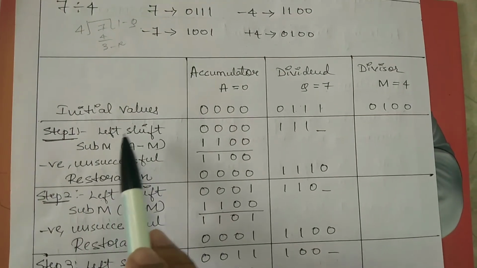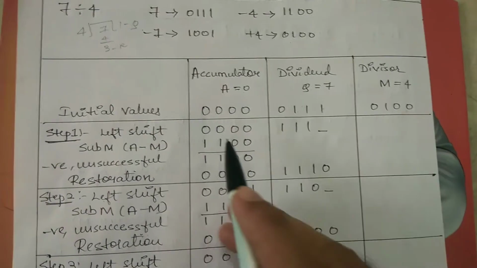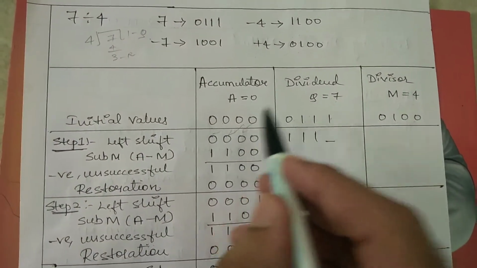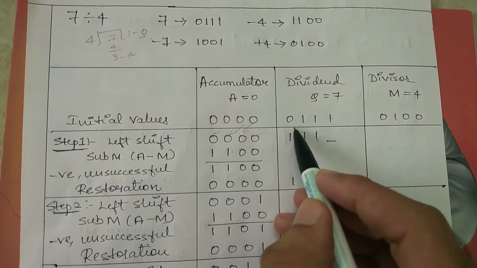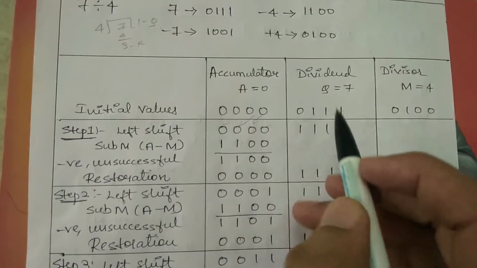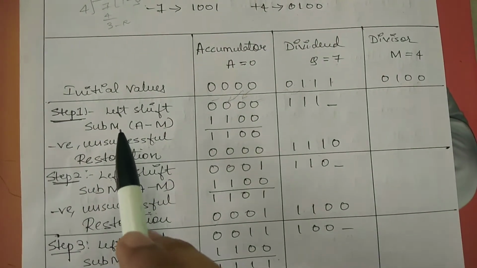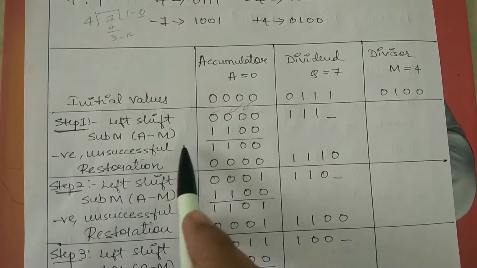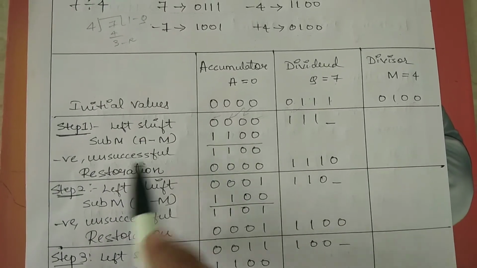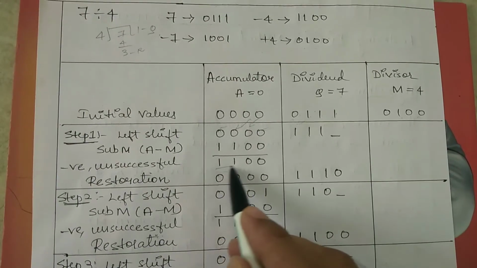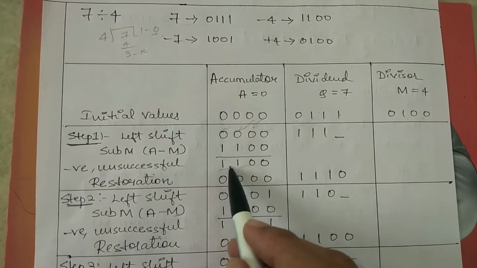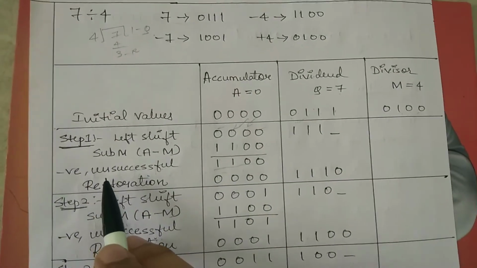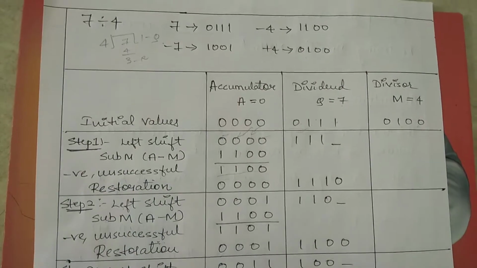So step 1 is left shift. Left shift means we need to shift this here, and this should be given as an empty bit. Next step is to subtract M. So we need to subtract M, and this is the result. Since we have 1 at the end, the number we got is negative and it is an unsuccessful event.